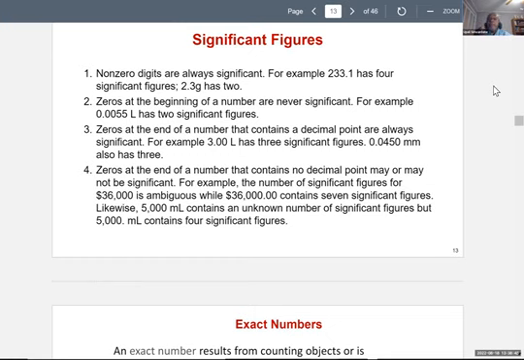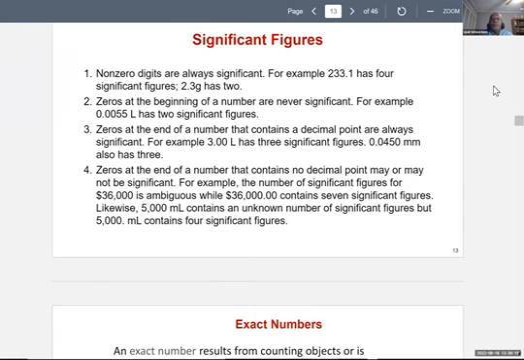You count all the digits, starting from the uncertain digit to the left: 1, 2, 3, 4. So this number, 233.1, has 4 significant figures. It's pretty easy to find the significant figures when there are no zeros. Zeros complicate things. We're going to look into how we do it when there are zeros.